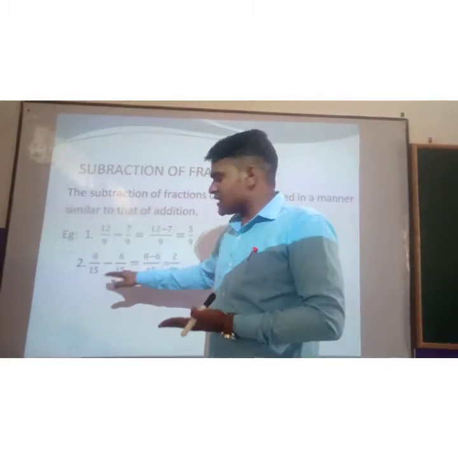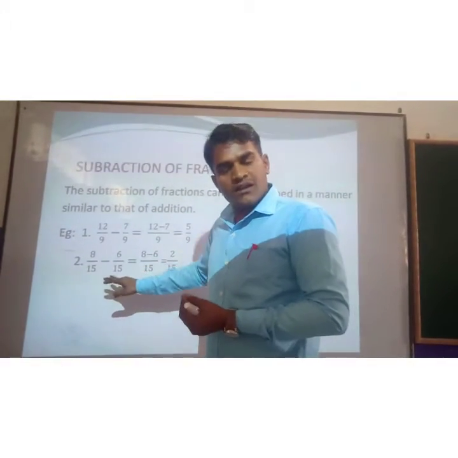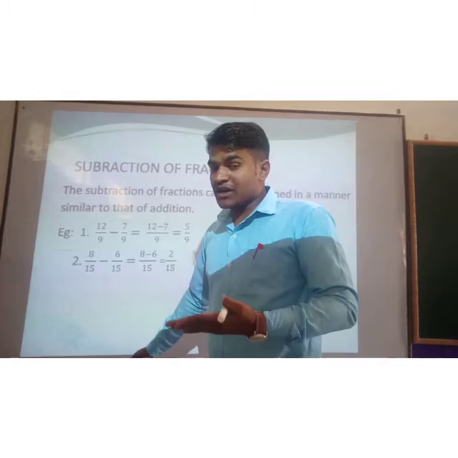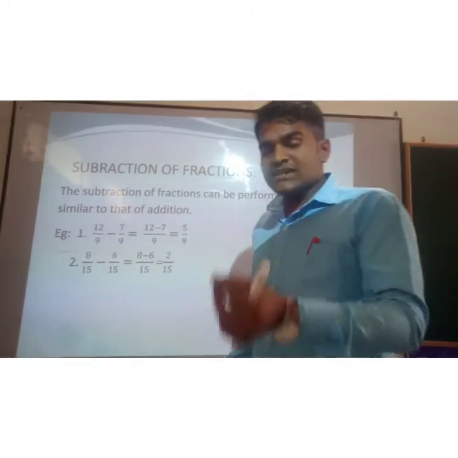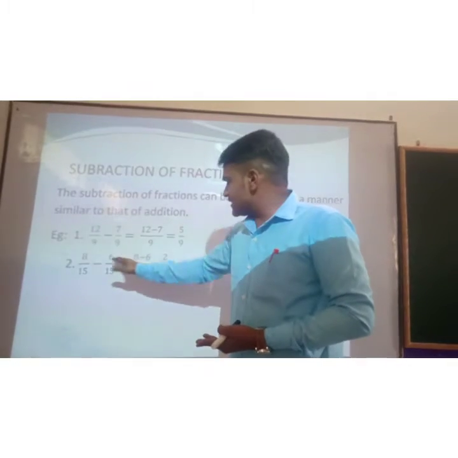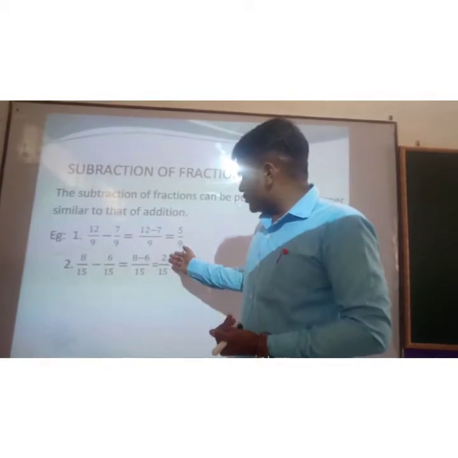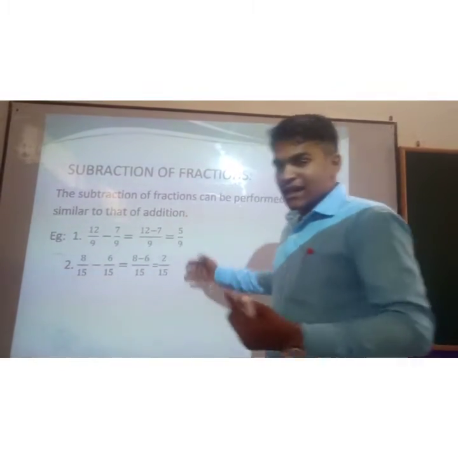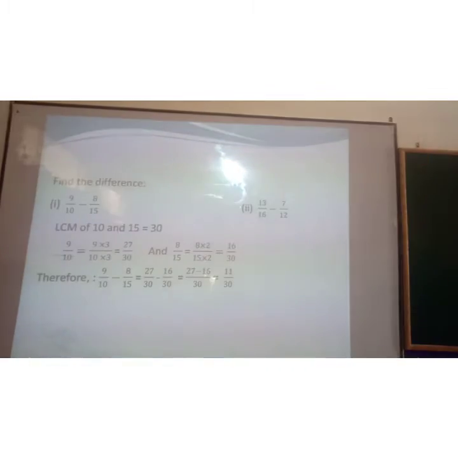The second is 8 upon 15 minus 6 upon 15. Here also the denominators are the same. If the denominators are equal, we have to subtract the numerators only. 8 minus 6 is 2. So we get 2 upon 15. Like that.